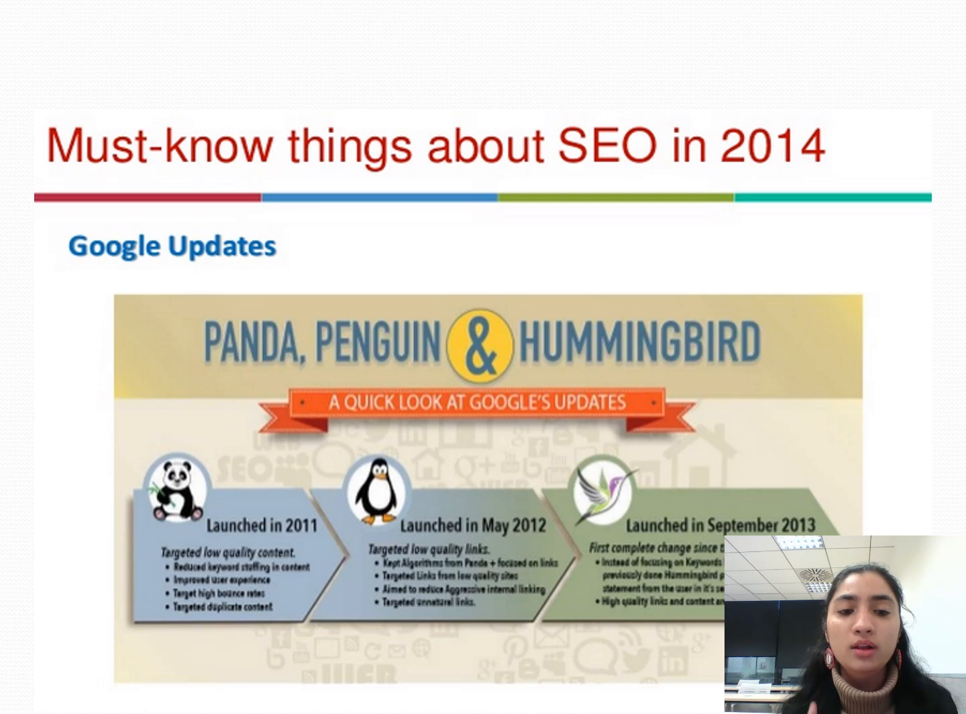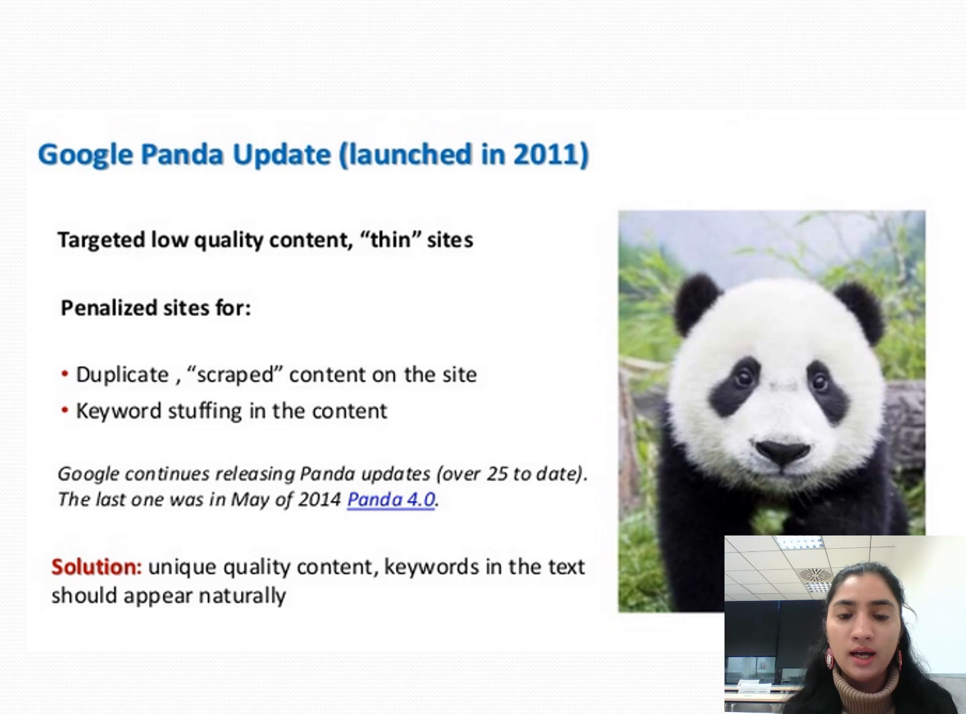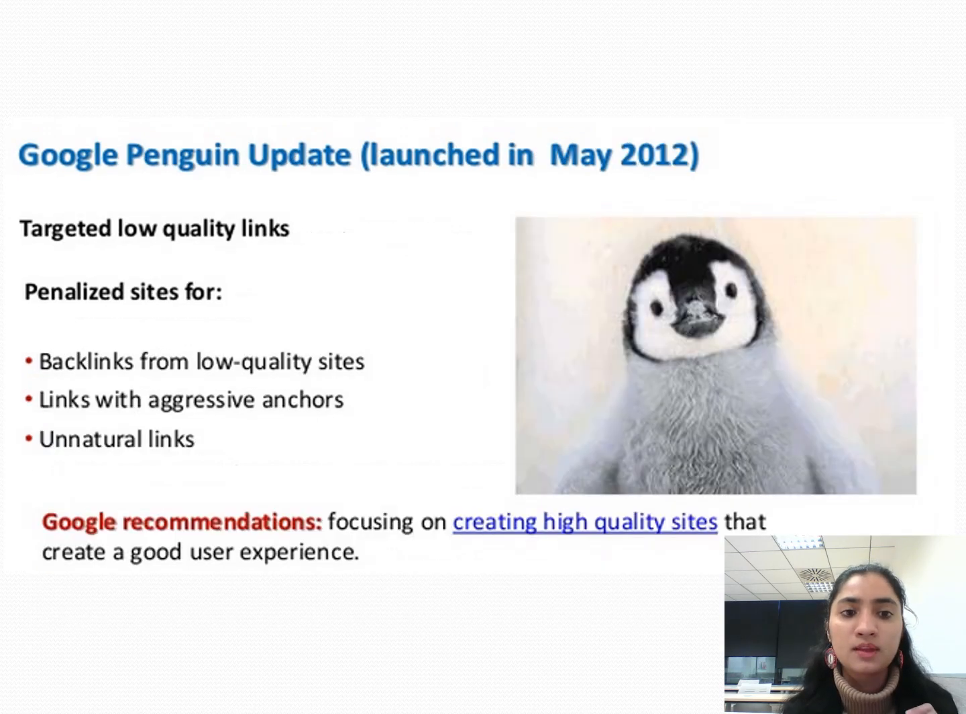Okay, so Google has different kinds of audits, and they check the website and rank them accordingly. They have three kinds of updates we will see here. First one is the Google Panda update. In this update, they penalized the sites that used duplicate content on their site, and keyword stuffing in their content. The solution is: don't use duplicate content, use your own unique content. Keywords in the text should appear naturally.